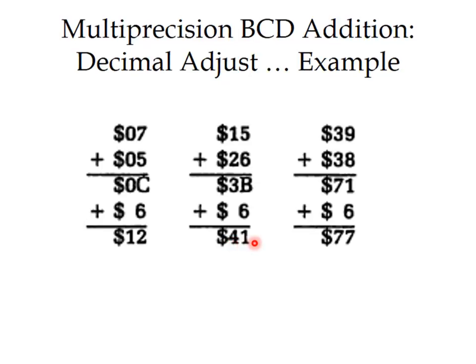Same is for the last one. Remember, if you are treating 39 and 38 as decimal, your sum should be 77, which also can be fixed just by adding 6. Okay. Now let's really see how the rules are applied.